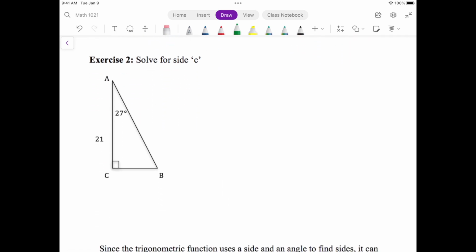For this one, pause the video, try it out on your own, and then start the video when you are ready.